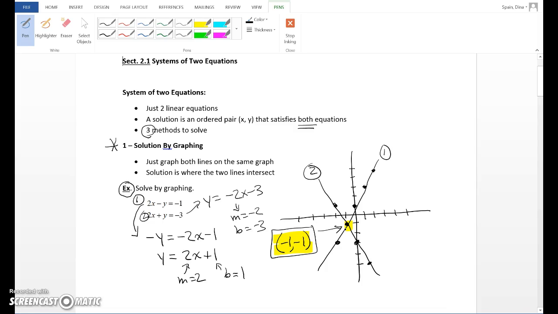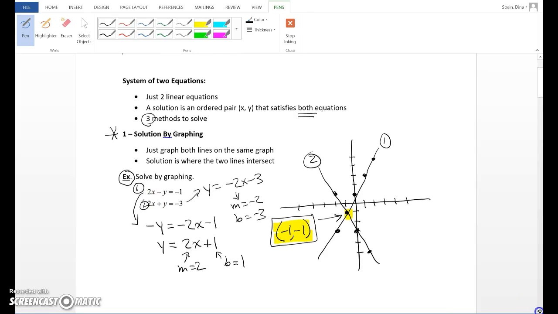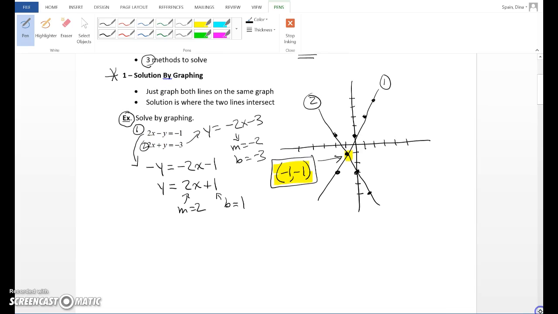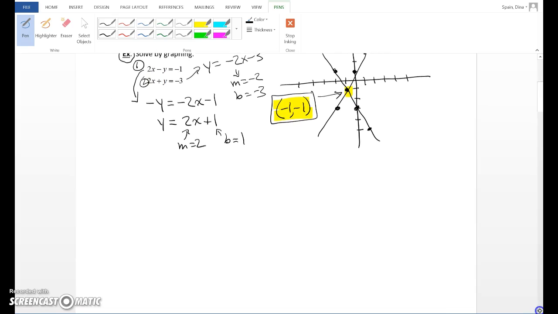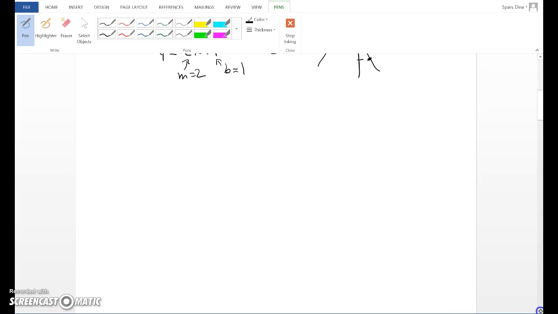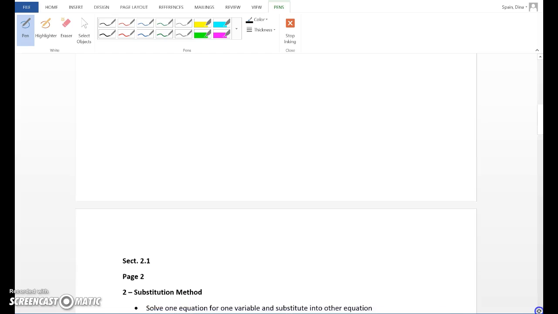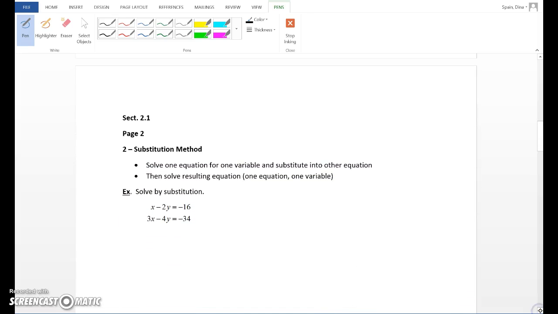Alright, that's method 1. That's just by graphing. So you have to be okay with graphing a line. You do that at the tail end of Math 101. Why did I leave so much space for that? Oops, okay. Yeah, let's get to method 2.